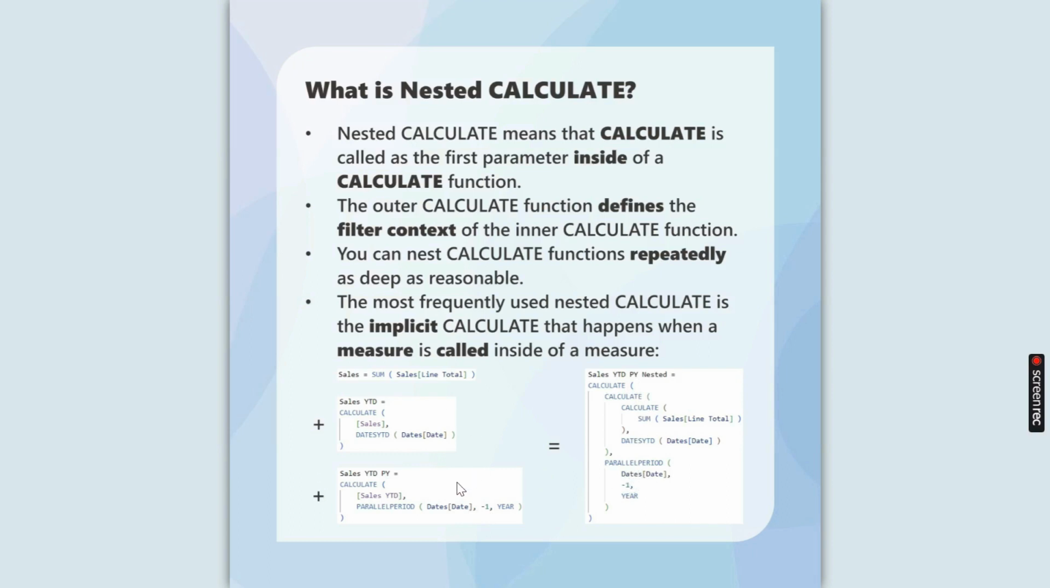Okay, by combining these three measures we can create only one measure, and inside this measure we can use the nested calculate DAX functions to find out the total sales year to date previous year nested. Okay, so in this way we can use the nested calculate DAX function. It means we can use one calculate DAX function inside another calculate DAX function in Power BI. Alright, so now we will see it practically.